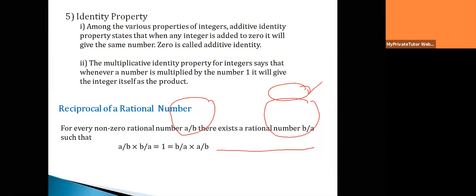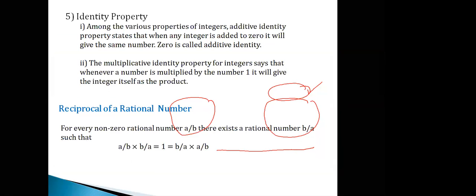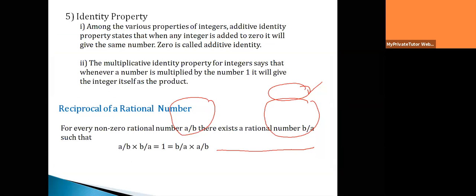Just take a look at this. So identity property. Just read the definition and see if you understand anything. Like I will explain. What does the reciprocal of a rational number mean? I will explain that.